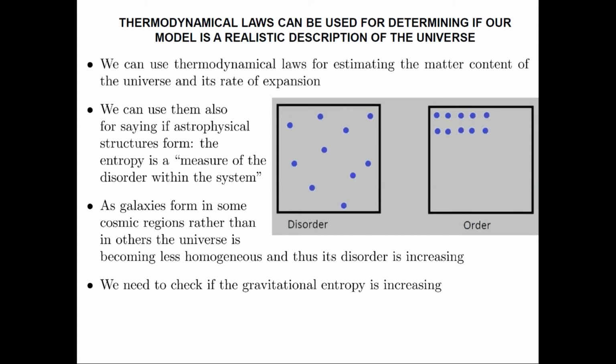Because in one region, we may have an astrophysical structure, and in another one, we may have instead something empty. And so if we wanted to investigate whether another cosmological model is useful for describing the structure formation problem, we need to quantify this gravitational entropy.